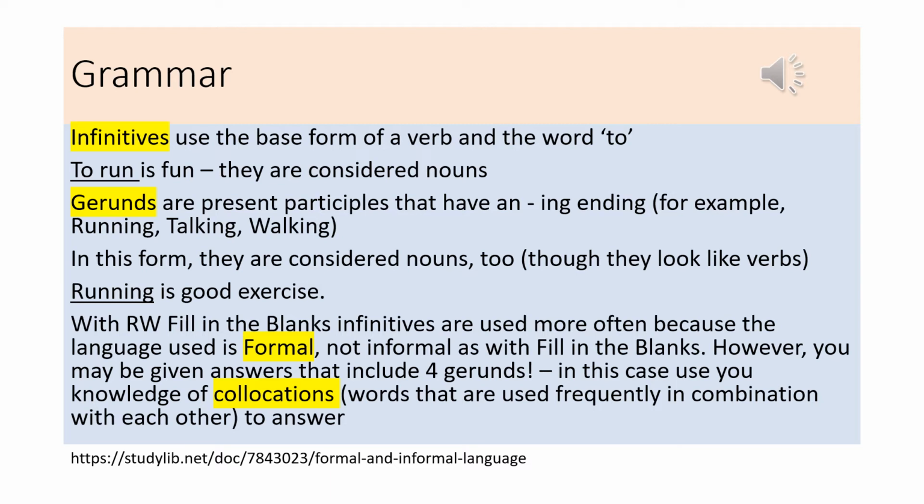Infinitives use the base form of a verb and the word to, so to run is fun. This is a noun. When you say to run is fun, to run, the subject of that sentence, is considered a noun. Gerunds are present participles. That's the grammatical term for a gerund. It's a present participle that has an ing ending, okay?